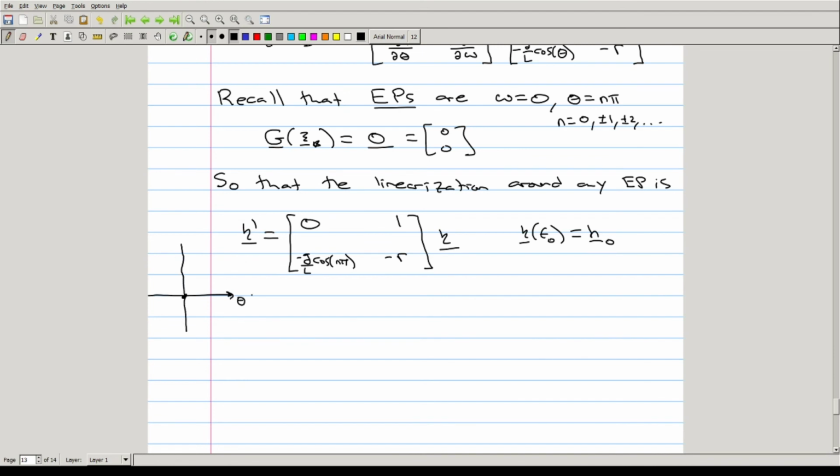So we have a theta axis and an omega axis. Our equilibrium points look like this, and h naught will be a point that separates by a certain distance from one of these critical points. So cosine of n pi is going to be negative 1 to the n. If n is odd, it'll be negative 1, and if n is even, it'll be positive 1.